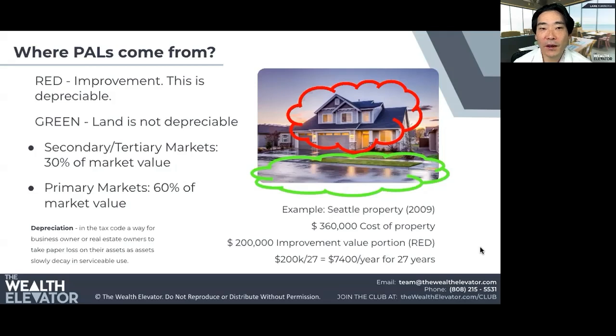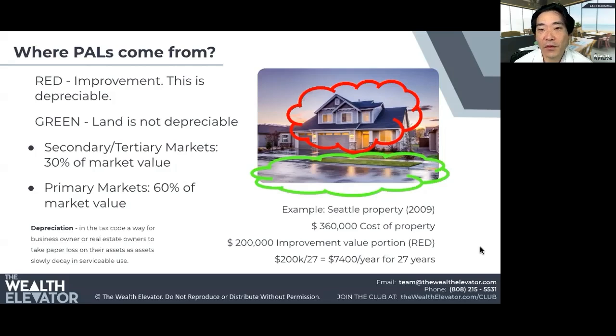As a general rule of thumb, just for conversation's sake as we move forward, in secondary and tertiary markets, a lot of the places that we'll invest in, not places like California, Seattle, Hawaii, which are primary markets, about 30% of the market value of the property is going to be the green part. In primary markets it flips because the land is more expensive.